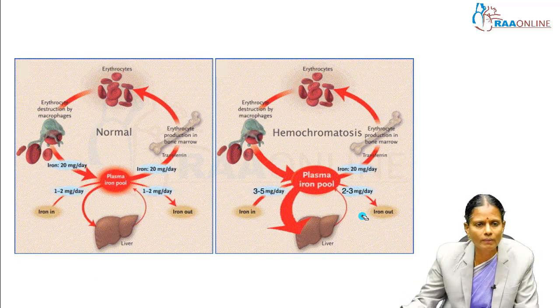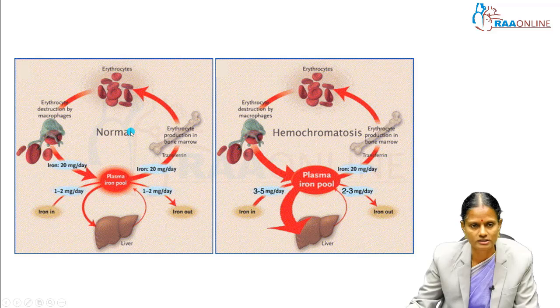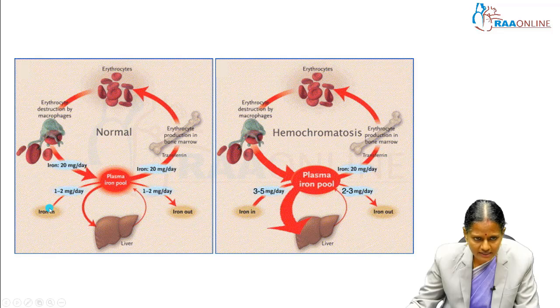So we'll see about normal iron metabolism. Normally, we have the plasma iron pool, where the daily intake of iron is just 1 to 2 milligrams per day. This goes to the liver, and the iron is transported with the plasma protein transferrin for erythrocyte production in the bone marrow, RBC production. Then erythrocytes are released. These erythrocytes are destroyed by the macrophages in the spleen, and the iron comes back to the plasma iron pool.